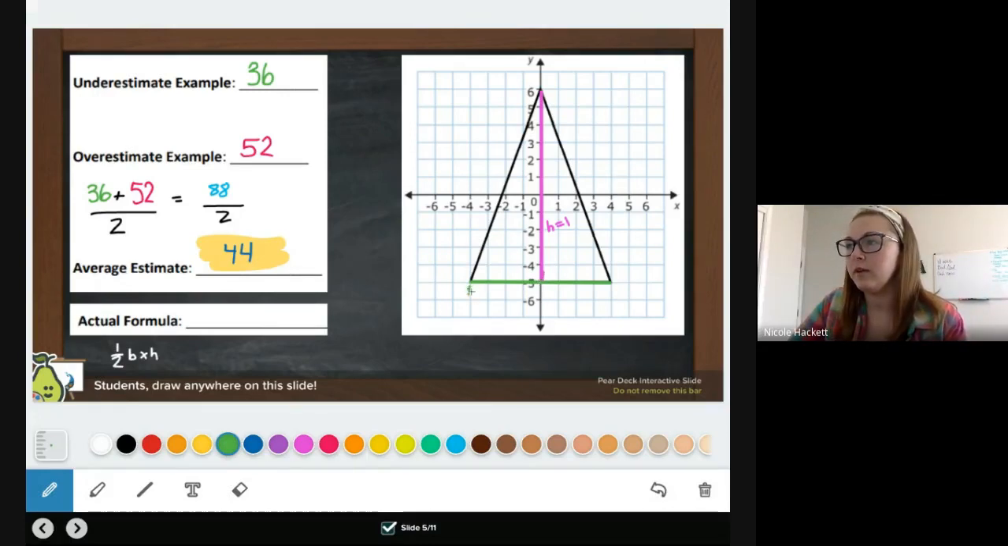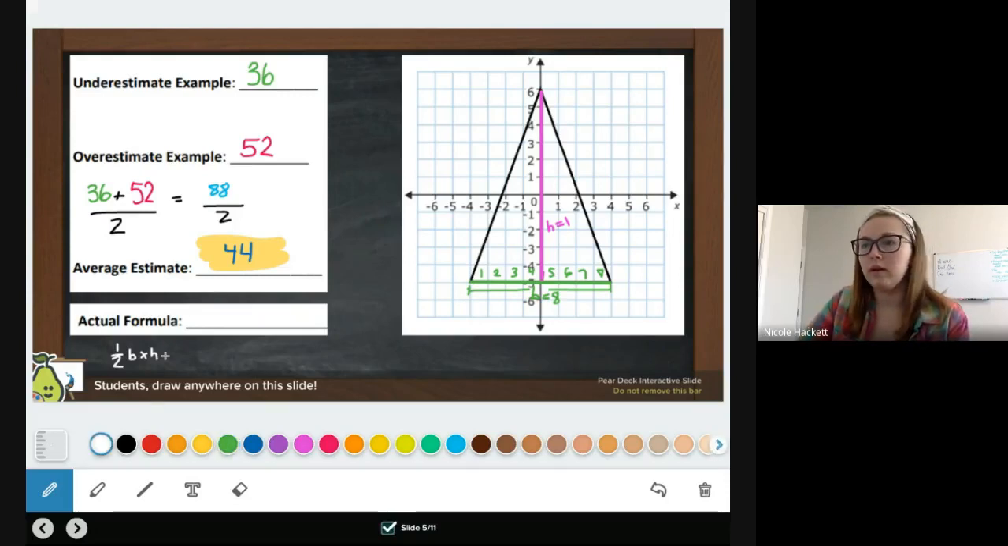We need to go from here to here. On this side, it goes to 4, and on this side, it goes to 4. So that means our base is 4 plus 4, or 8. Or you can count the squares: 1, 2, 3, 4, 5, 6, 7, 8. And the same thing with your height, you can count the squares. All right, so we know what our base and our height is, so we can now check it.